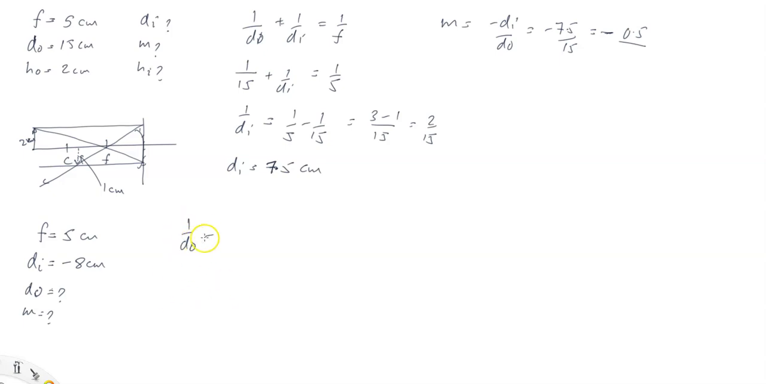1 over dO plus 1 over di equals 1 over f. We don't know dO. 1 over negative 8 equals 1 over 5. 1 over dO equals 1 over 5 plus 1 over 8.